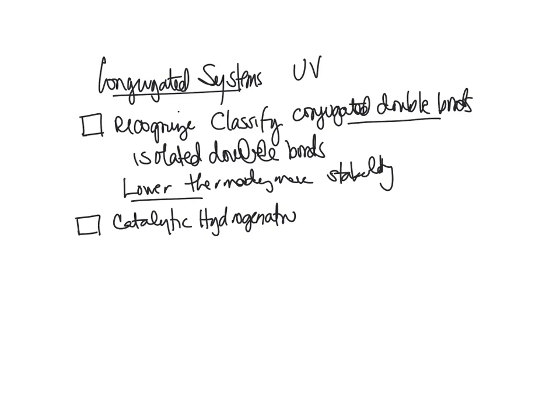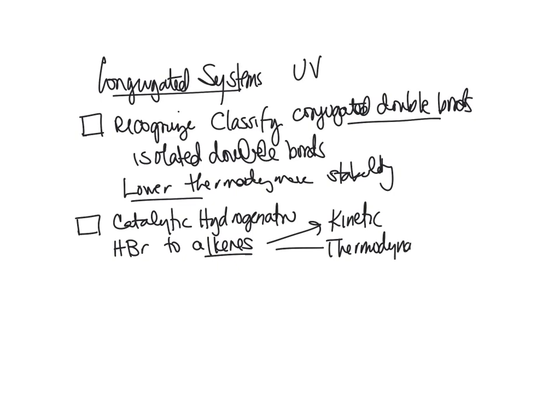of the conjugated systems. Another reaction will be the addition of HBr to alkenes. And we will talk about a concept called kinetic versus thermodynamic product. So we'll talk about the difference between a kinetic reaction versus a thermodynamic reaction that's driven, and you get different products. So that'll be another reaction that you'll need to know for this chapter.